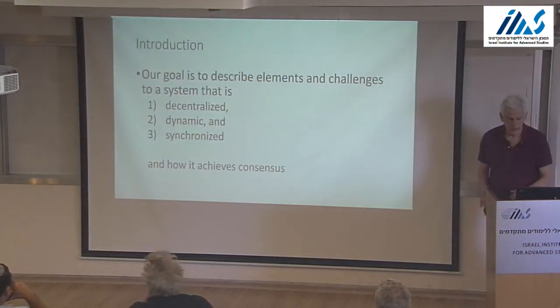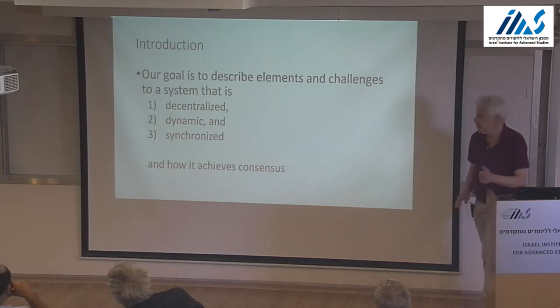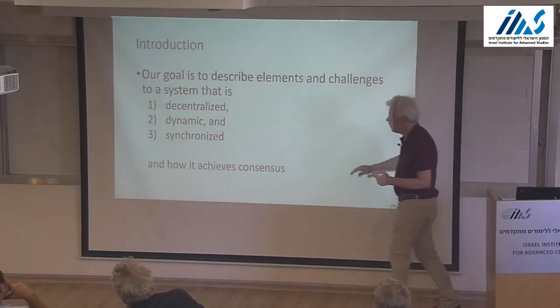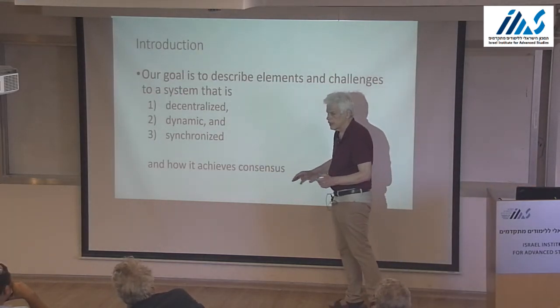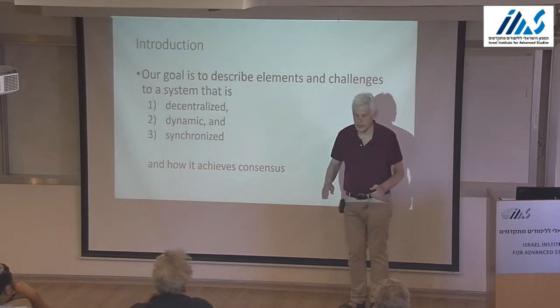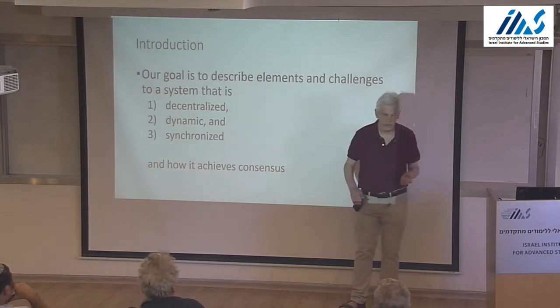Okay. So what's the challenge here? You want to describe elements and challenges to a system that is decentralized, dynamic and synchronized. And all these properties will achieve consensus. I'll talk later about what consensus itself is.